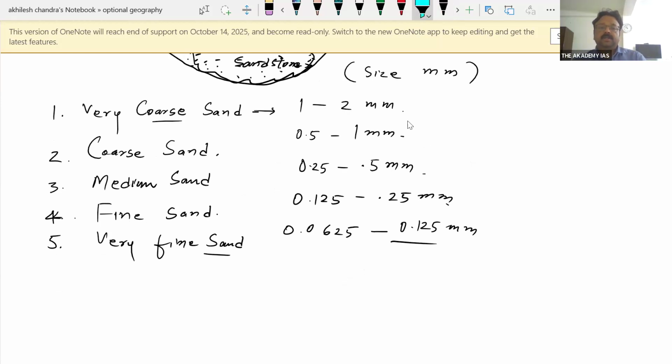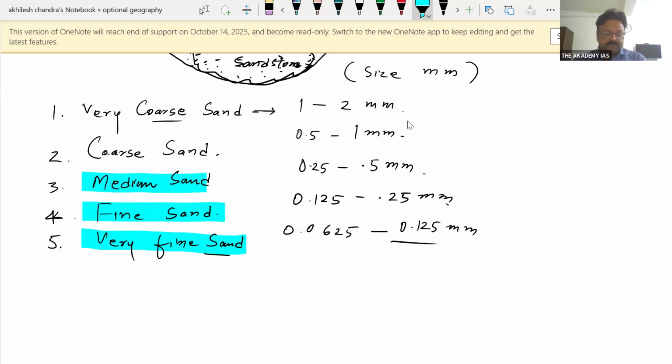Do remember, very fine sand as well as coarse sand are all going to form sedimentary rock. But the finer the sand, the more compact the rock will be. So this is how sandstones are formed, because of deposition and compaction of sand.